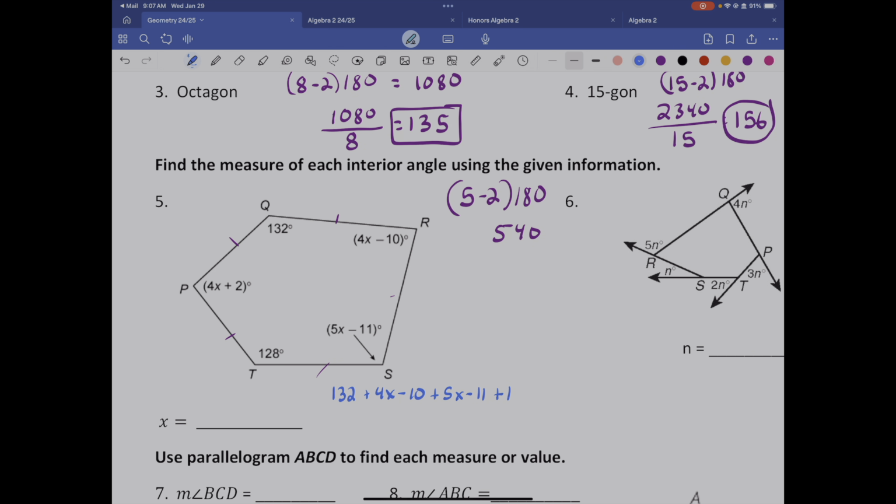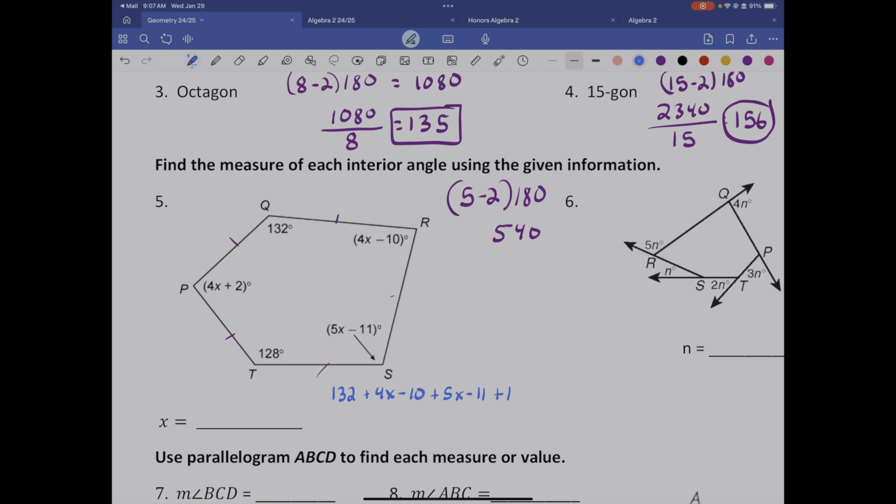Question number 11 tells us it's a rectangle. So we've got all of those properties that we have for rectangles. For the first one, it says UZ is 7x minus 10. I'm just going to write it right there. And ZS is 6x plus 7.